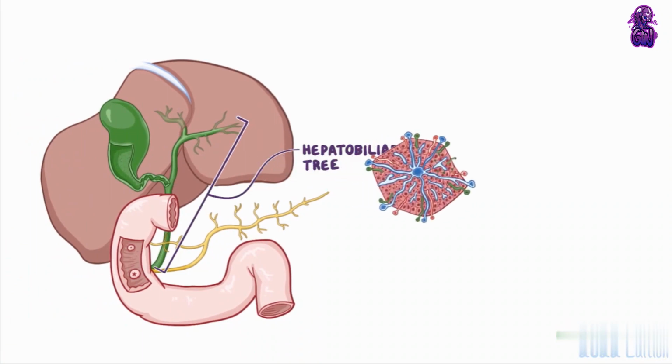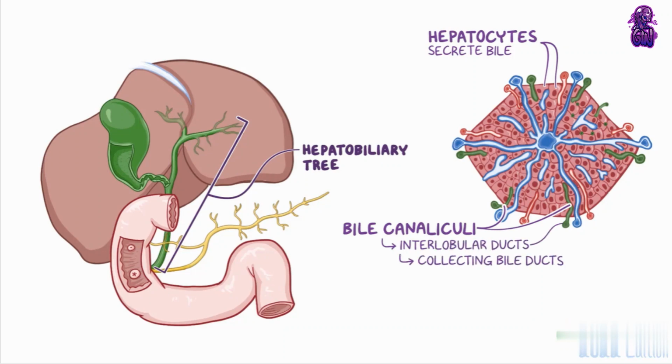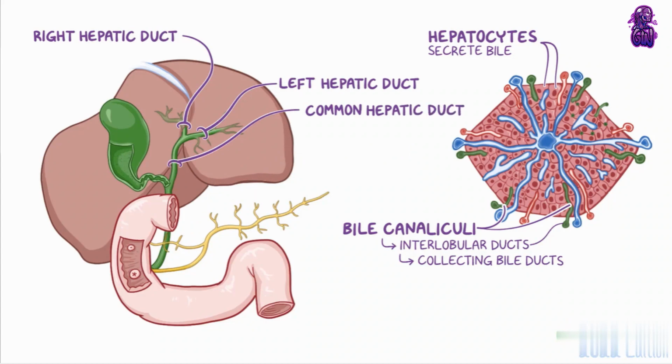So, the liver cells, called hepatocytes, secrete bile, and the bile drains from the hepatocytes through bile canaliculi to the interlobular biliary ducts, then the collecting bile ducts, and finally into the right and left hepatic ducts. The right and left hepatic ducts then join to form the common hepatic duct. Also, the gallbladder has its own duct called the cystic duct. The common hepatic duct meets the cystic duct and they join together to form the common bile duct.